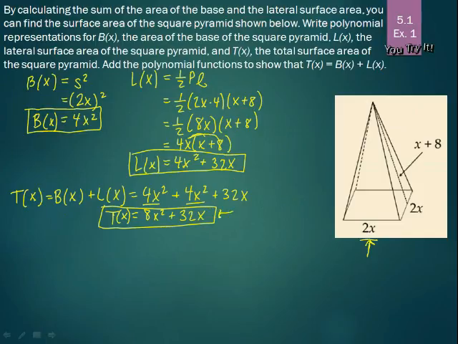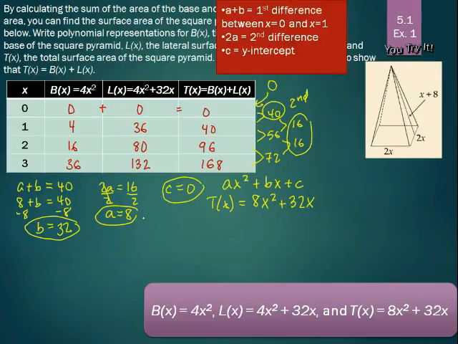So let's summarize our answers now that we've verified that those are the same. B of x equals 4x squared, L of x equals 4x squared plus 32x, and T of x equals 8x squared plus 32x.